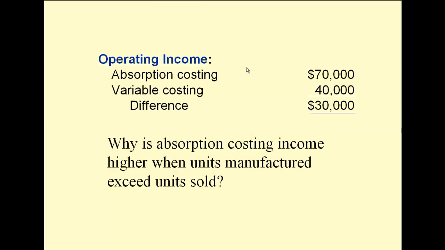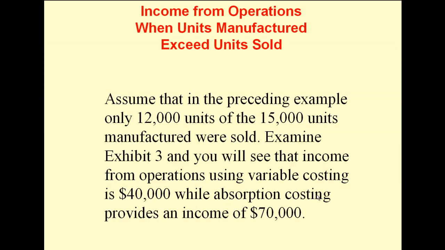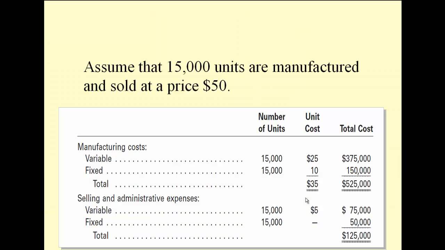So let's take a look at this one. We can see there's that $30,000 difference between 70 and 40,000. Like I said before, there's a 3,000 unit buildup of our inventory. We increased it by 3,000 units, and the fixed cost per unit difference is this $10 here, right? Because remember, if we were to go back up here, we can see that we have $10 right here. This is the difference times the number of units that we build up in our inventory.